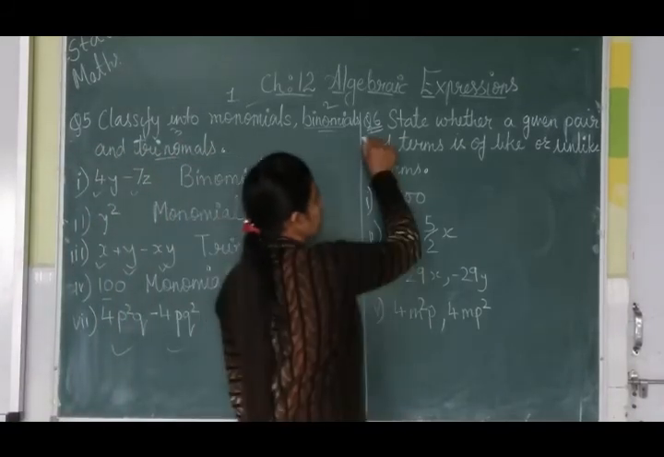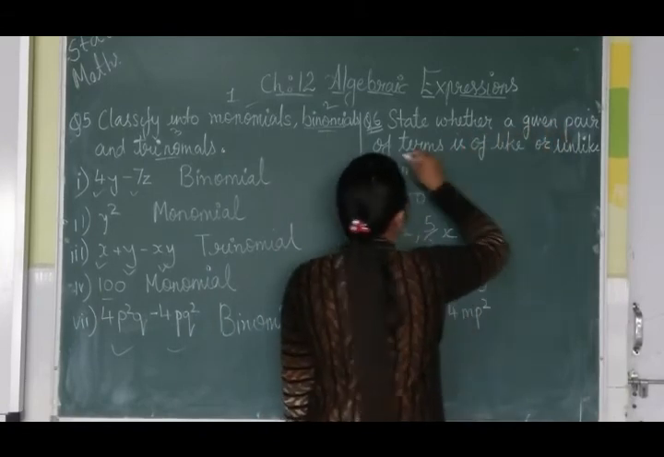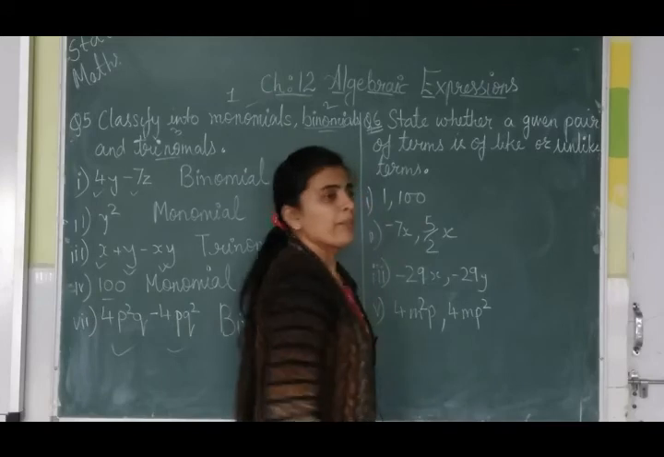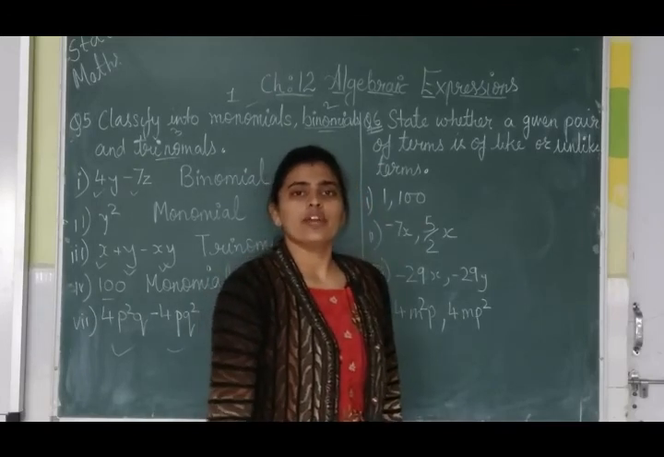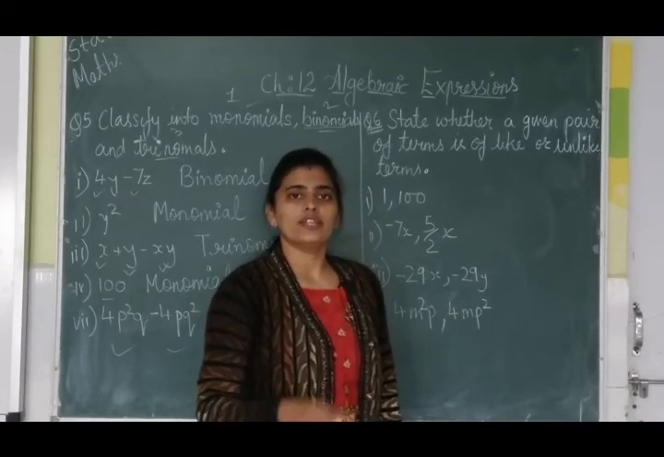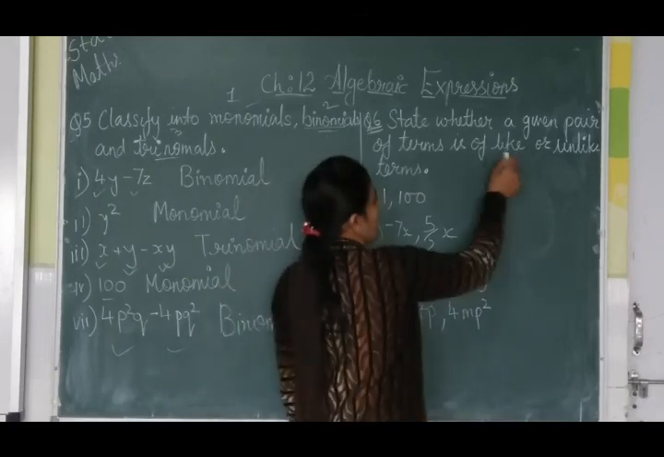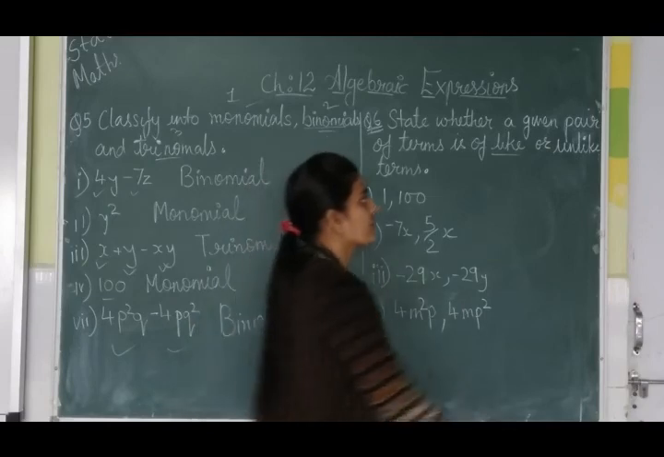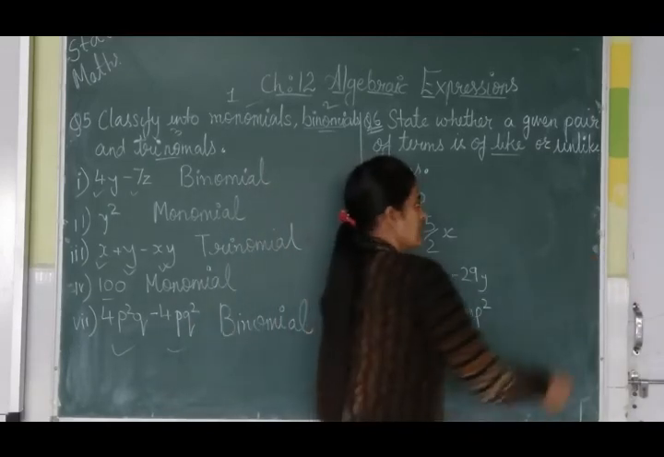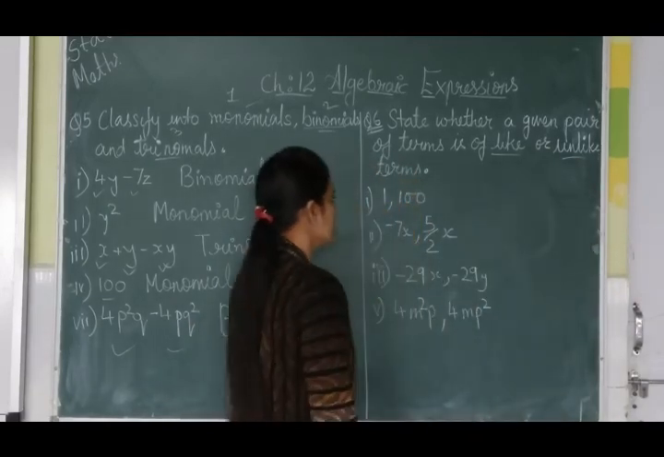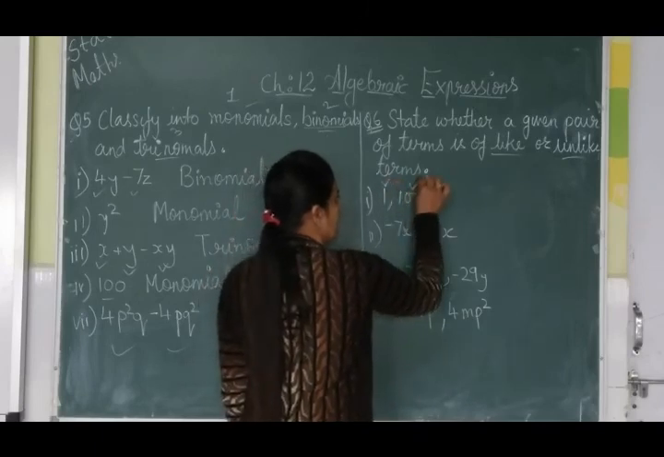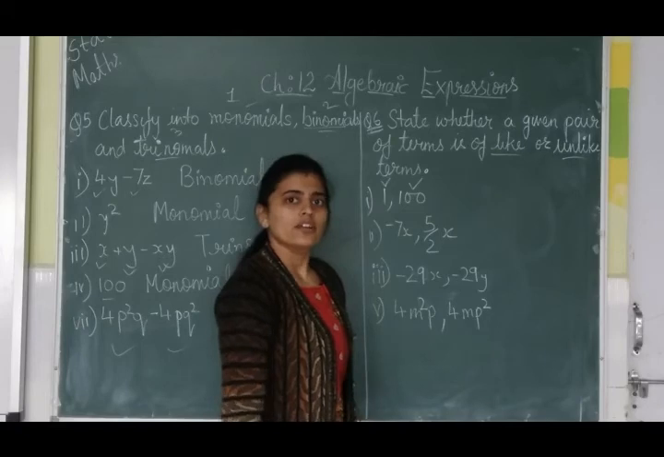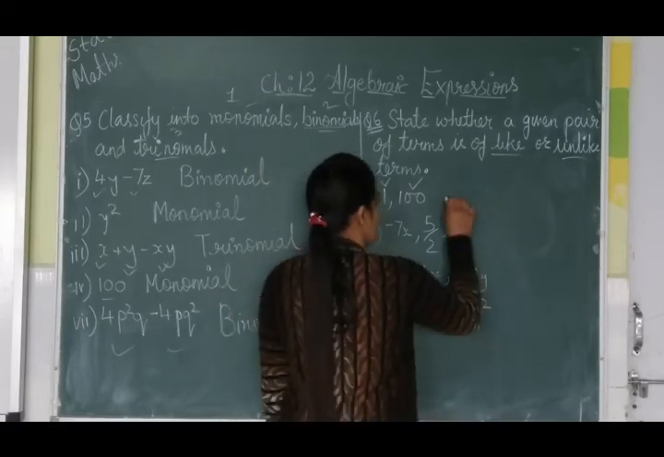Now, question number 6. State whether the given pair of terms is of like or unlike terms. Pairs are given to you and you have to find out whether they are like or unlike. They will be like terms if they have the same factors. If they have different factors, they will be unlike terms. Here you can see 1 and 100. Both are constants, so they are like terms.